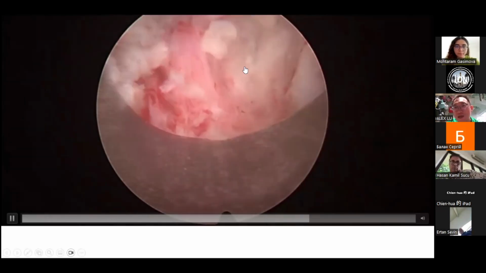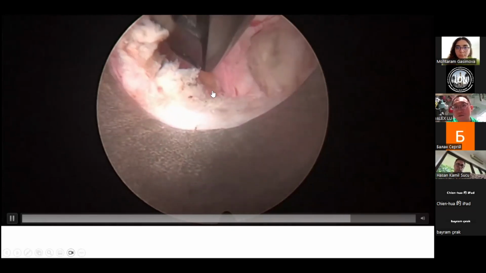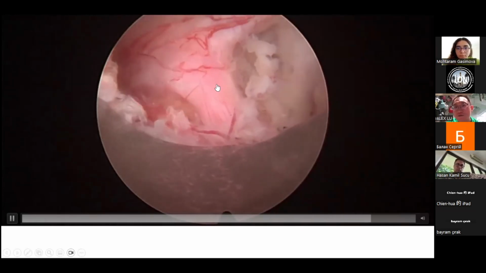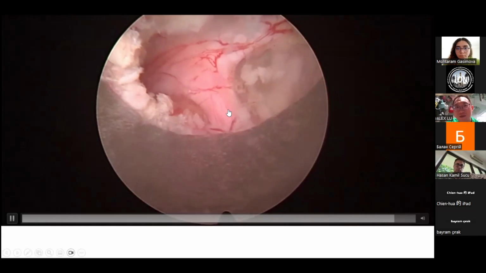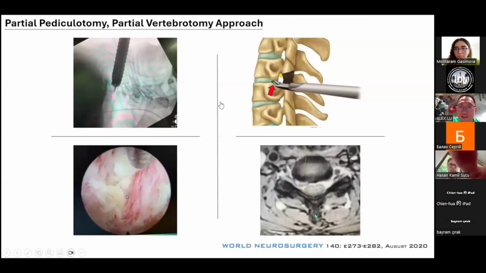And then finally, after you remove the unhealthy bulging disc, you find the nerve root comes back to the original place. Very beautiful. The inflamed nerve root becomes round, not flat, and goes back to its original place. So this is called the partial pediculotomy, partial vertebrectomy approach. You go under and remove the pedicle, go to the vertebra, so you can remove the disc without traction of the nerve root.